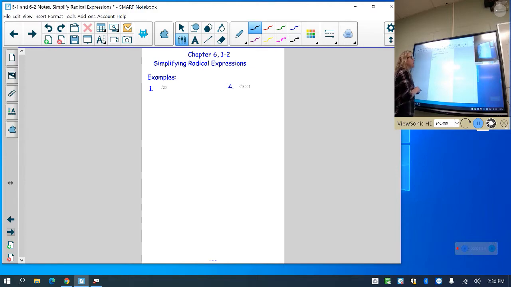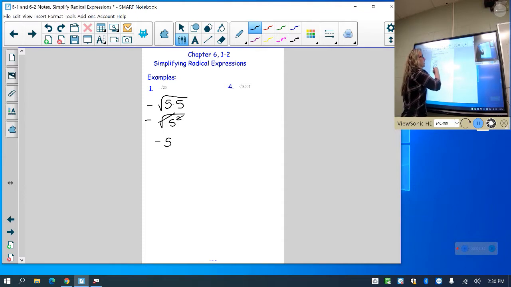For example, if I have the negative square root of 25, and I need to simplify that, I know that 25 is 5 times 5. So that is 5 squared. And since the squared and square root are opposite, those can cancel, and I'm going to get negative 5.